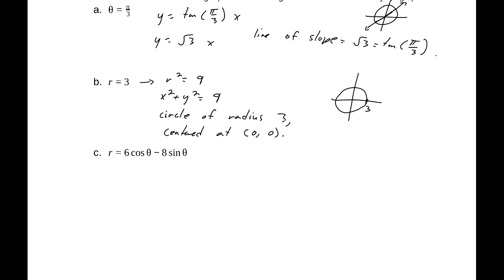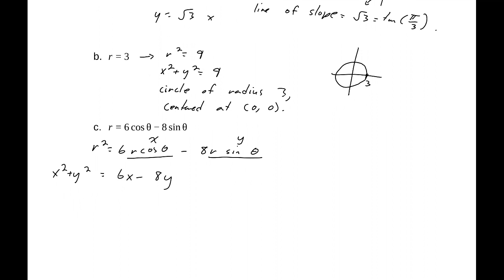Alright, r equals 6 cosine theta minus 8 sine theta. Alright, let's go ahead and replace some things. Actually, first we want to multiply by r on both sides, so we get an r squared. And so 6r cosine theta minus 8r sine theta. That would be x squared plus y squared, and this would be 6x minus 8y. Moving everything to one side, minus 6x. I'm going to leave some space because we are going to want to complete the square for both of these.